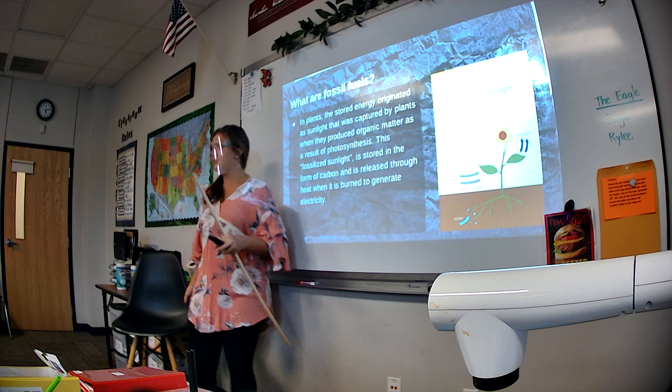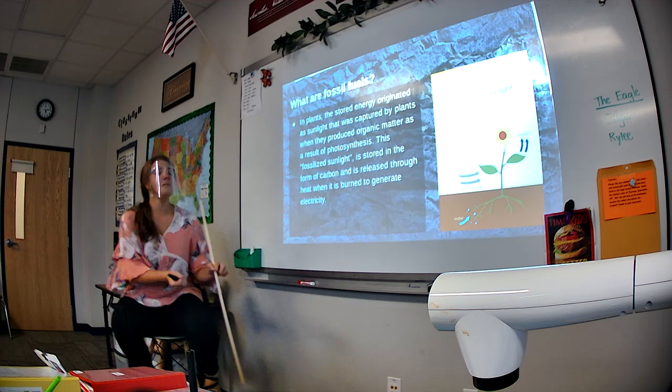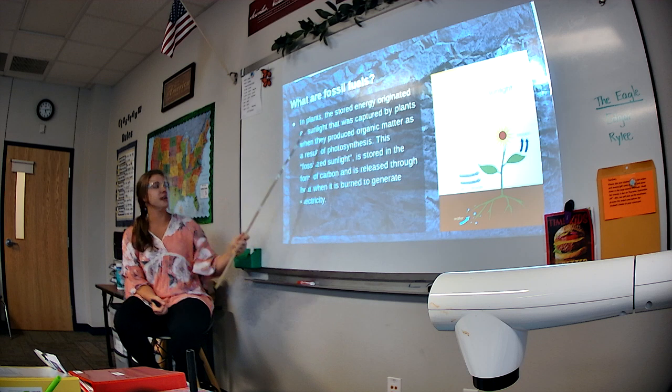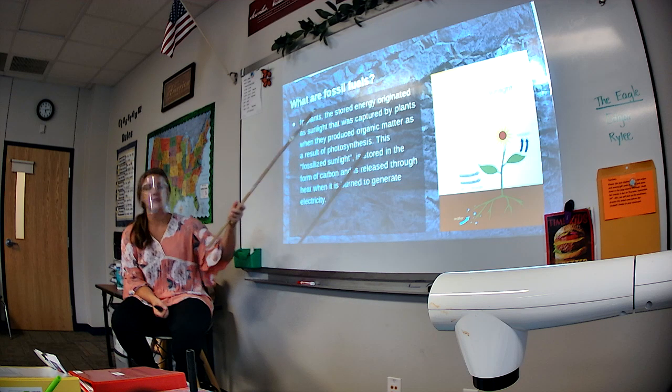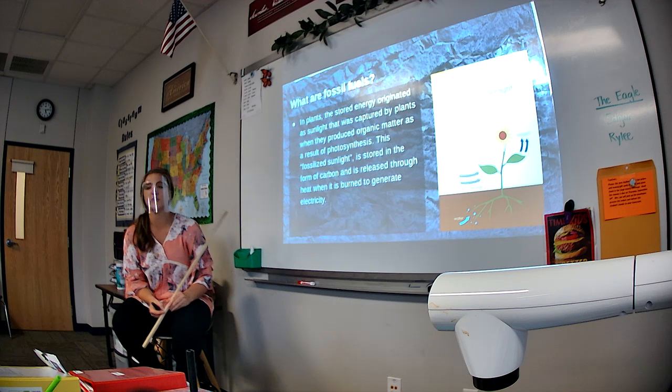It's a little bit easier to understand talking about stored energy when talking about animals or living creatures. But it's also true that plants have stored energy. In plants, the stored energy originated or started as sunlight that was captured by plants when they produced organic matter as a result of photosynthesis.